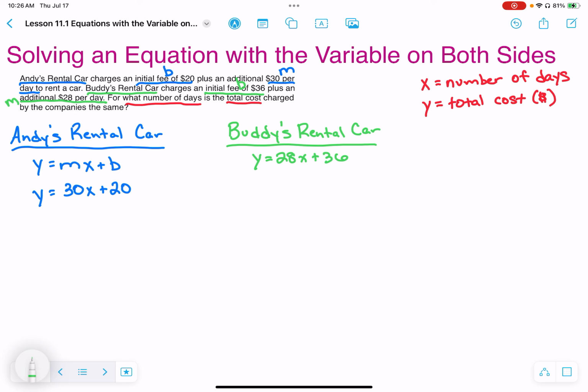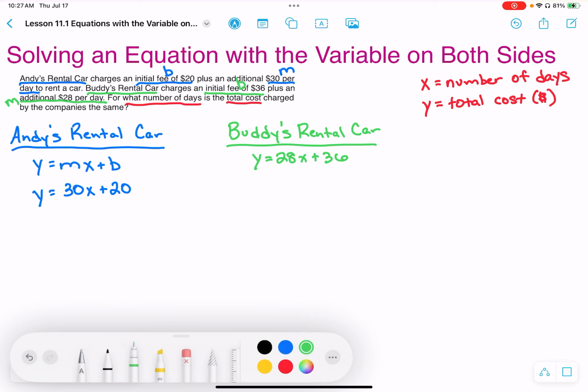Okay. Now, up until now, the only way that I've shown you how to solve these is by graphing the two and seeing where they cross. In this case, the problem wants to know the number of days, so we would see where they intersect and find the value of x. But there's another way you can do it without graphing, and that is a little bit faster sometimes. It's definitely going to be faster in this case.